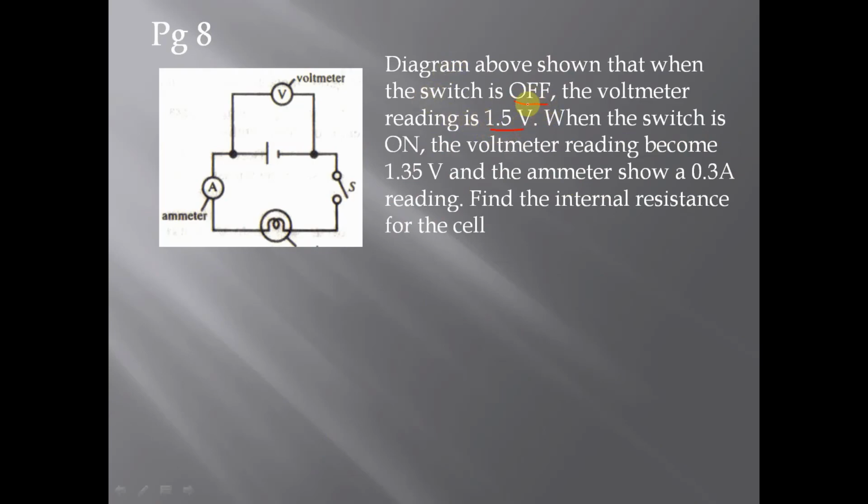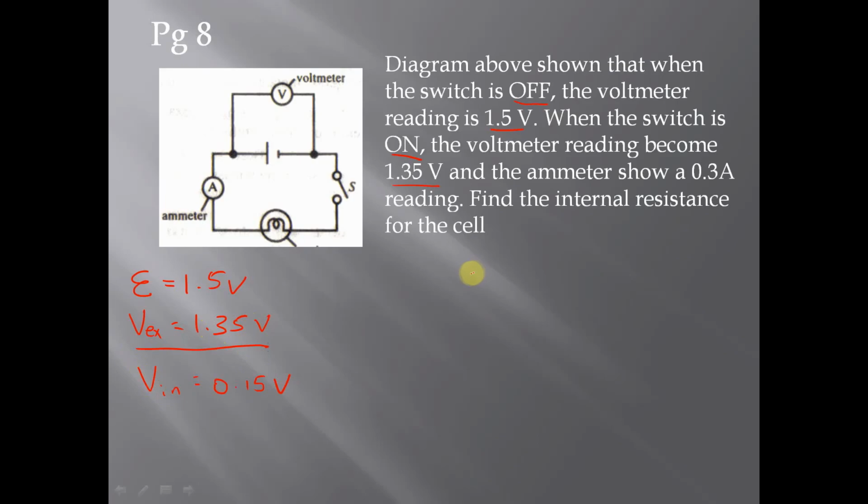So when the switch is off, the voltmeter reading is 1.5. From the previous video, as I told you already, when it is off, the voltmeter reading represents the EMF. So the EMF is 1.5 volt. When the switch is on, the voltmeter becomes 1.35, which means the external voltage is 1.35 volt. Indirectly, we can get the internal voltage for free, which is EMF minus this, and you get 0.15 volt.